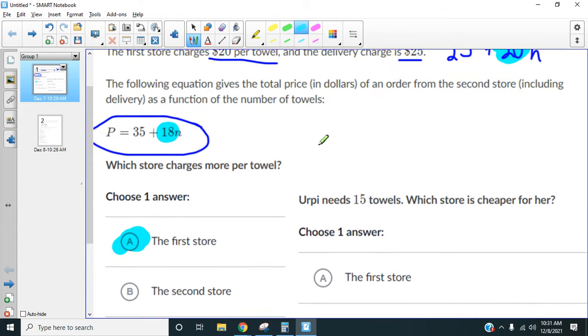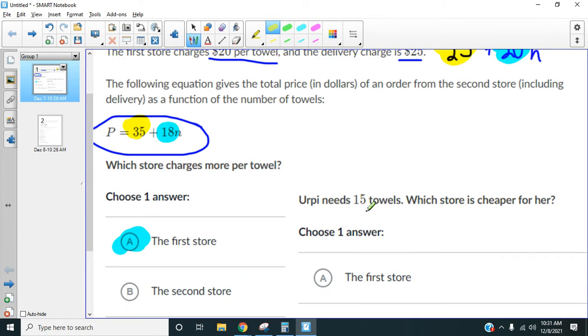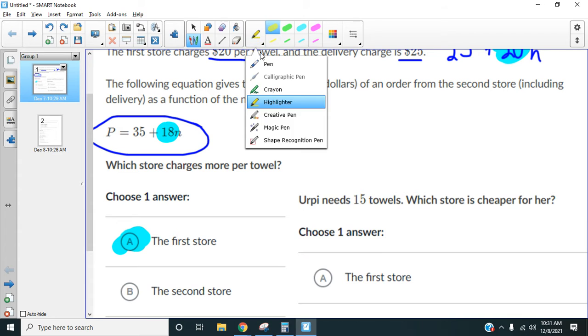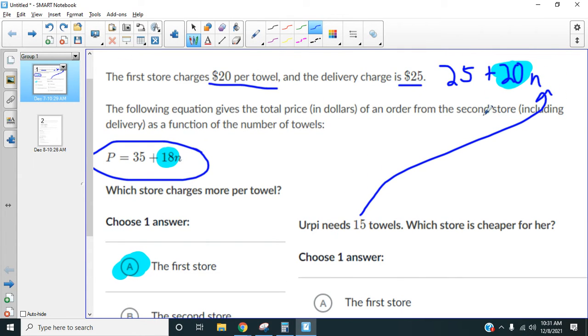Now, it could be that since there's a difference here, right? There's a difference between the delivery charges. So it could be that one is still cheaper than the other, even though it charges more per towel, right? How could we check on the effect of 15 towels? Plug it in. Let's go. Who's got it plugged in? Somebody does already. What do we got up here if we plug 15 in?